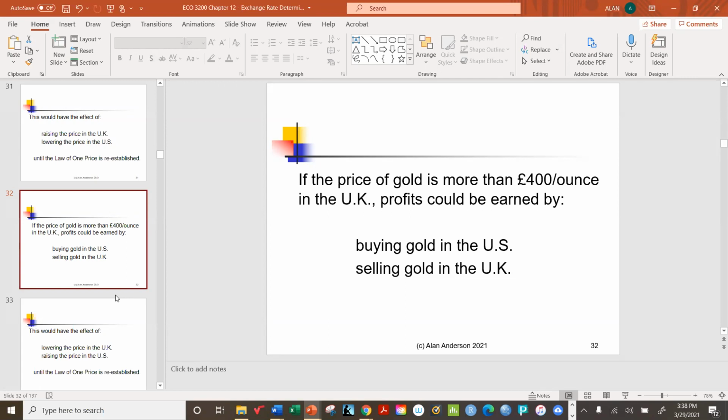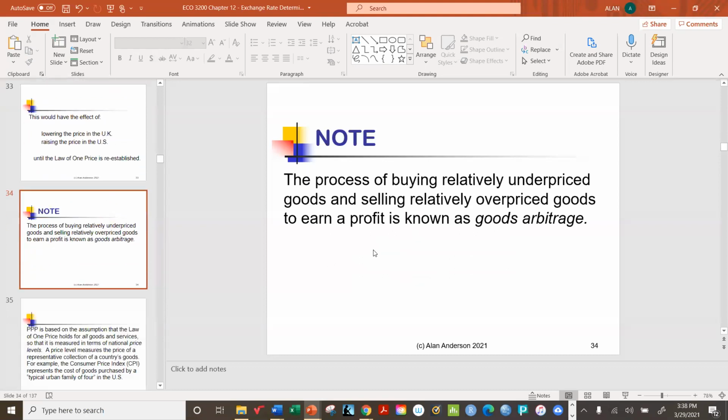Now, of course, this won't last for long because as people start buying gold in the US, the price will go up. They'll sell gold in the UK and that causes the price to go down. And pretty quickly, the prices will be equal once again in the two countries. So even when these opportunities present themselves, they are not likely to last very long. And yes, we call this process goods arbitrage. So in a case like that, you would expect the law of one price to hold pretty much all the time, for gold at least.